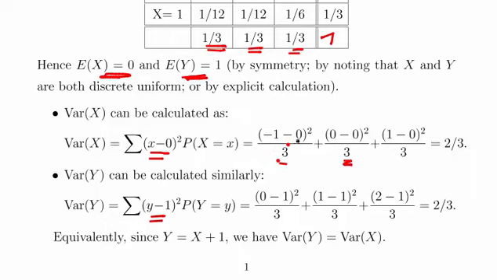-1 minus 0 squared divided by 3, that's 1/3. 0 minus 0 squared over 3, 0. 1 minus 0 squared over 3, that's 1/3, plus 0 plus 1/3, 2/3. Likewise, we get a similar answer down here. So in this case the variance of both x and y is 2/3. Because x and y are linearly related, y is equal to x plus 1, we can say that the variance of x must necessarily be the variance of y. If you spot that relationship, you can justify it on that basis.